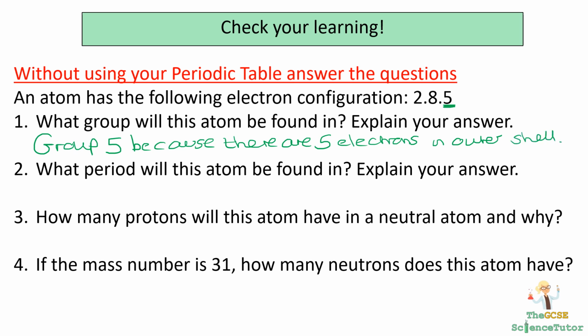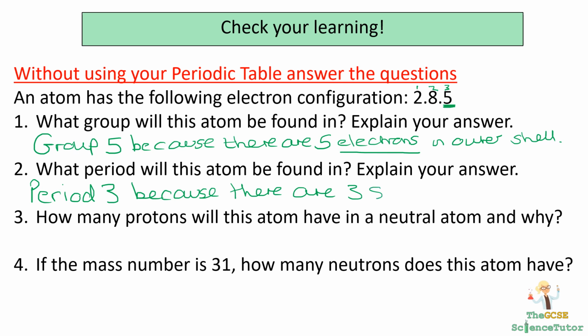Question 2. What period will this atom be found in? Again, explain your answer, which means give reasons for. Well, we have 1, 2, 3 numbers here, which suggests it has 3 shells. So therefore, it will be found in period 3. So again, we can write our answer something like this: period 3 because there are 3 shells. It is important when you're asked to explain something to give a reason for something, and often the use of the word because is a really good way to do that.